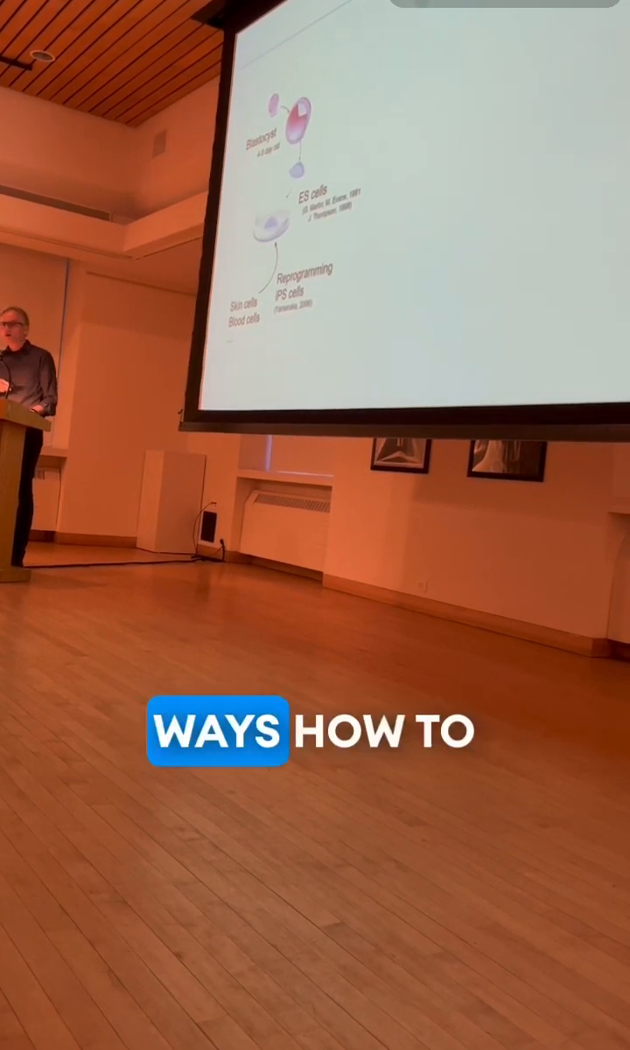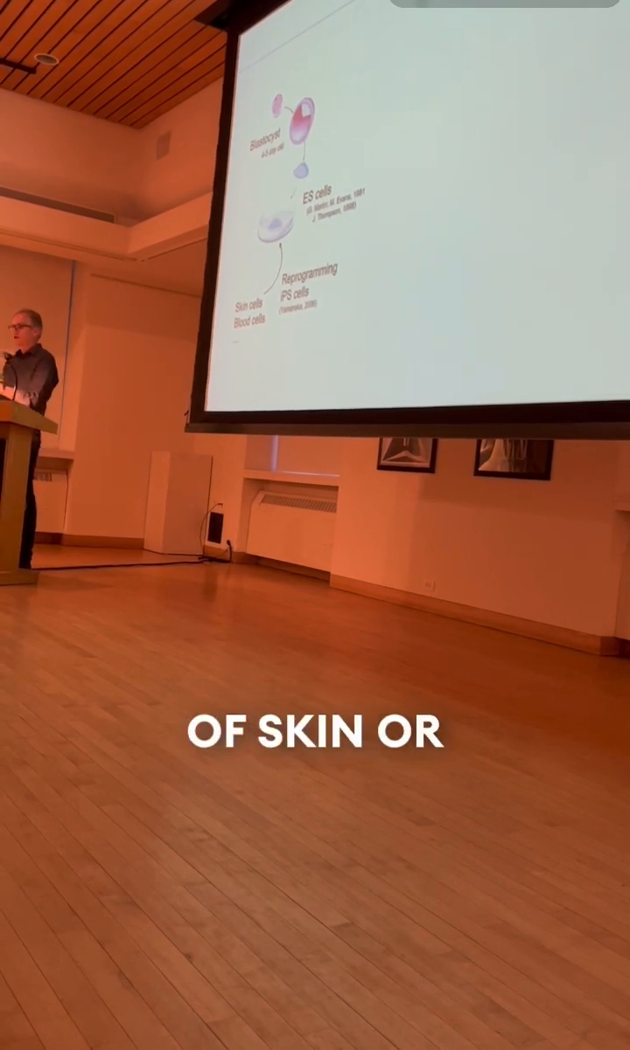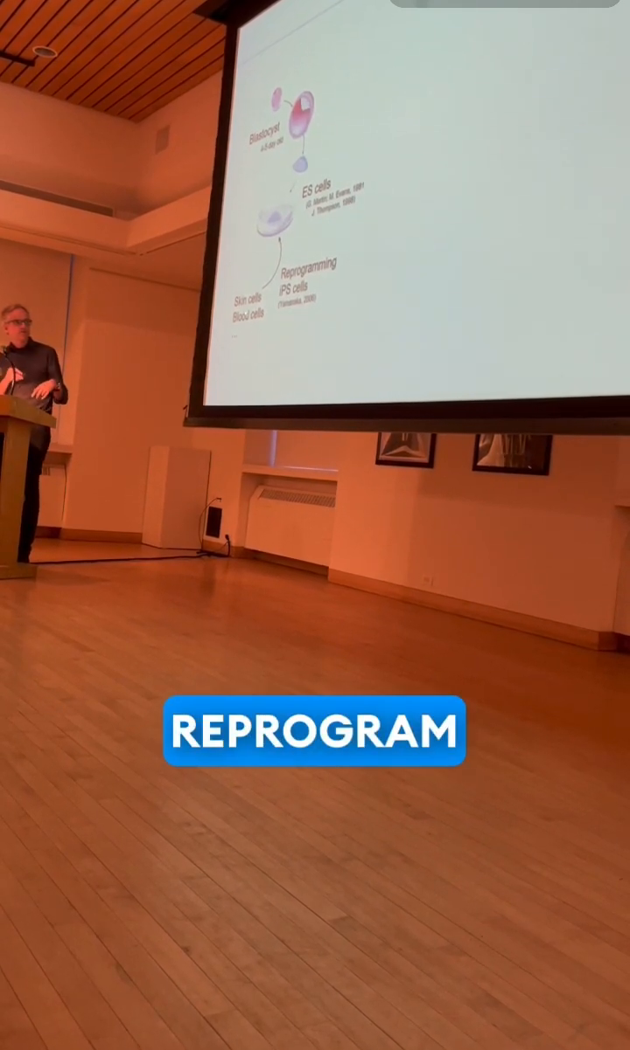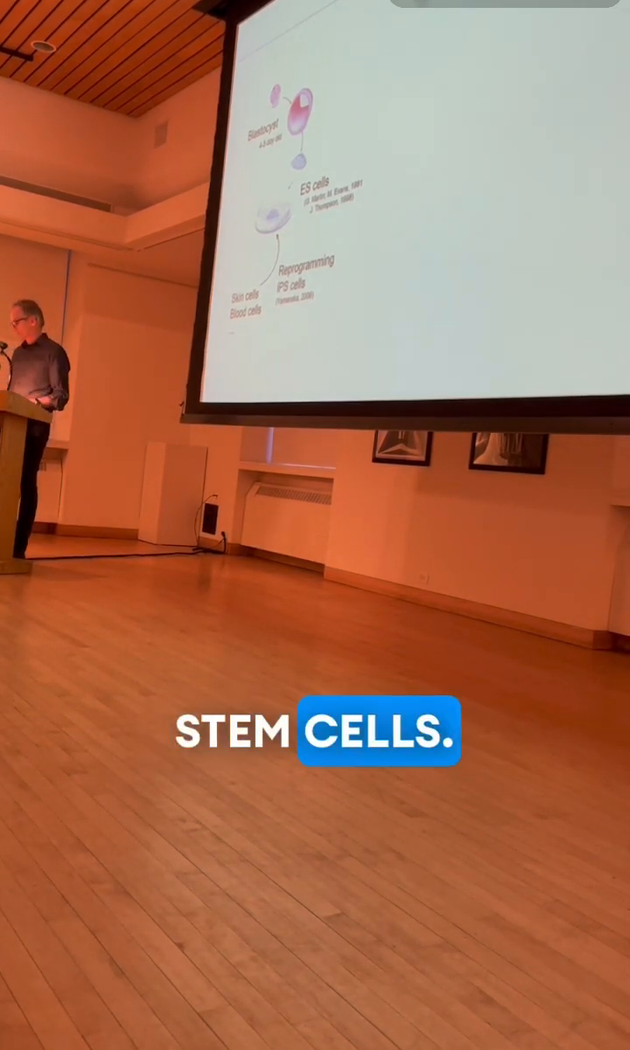Shinya Yamanaka found ways how to take other cells from adult organisms. So we can take a piece of skin or blood cells and then actually reprogram these cells into cells that have the same properties as embryonic stem cells.